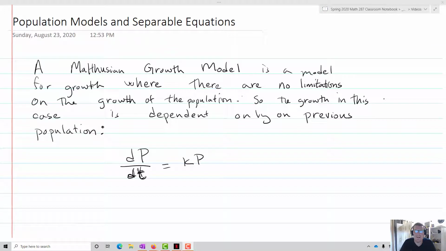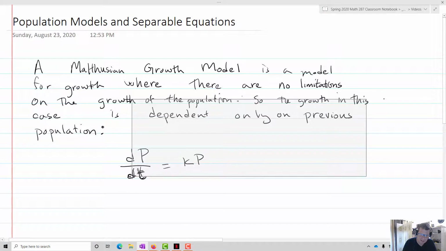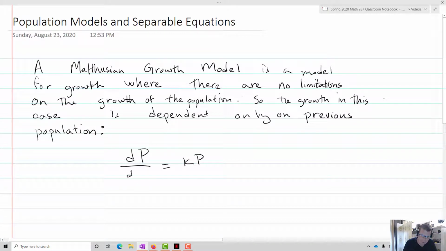Hey, Matt287 folks. What we're going to be looking at today is population models and separable equations. These growth models are some of the canonical models for differential equations, right? They tell us what's going to happen to a population. They want us to model a population based upon how fast that population is in fact growing, right? And so we'll start out with the idea of the Malthusian growth model.